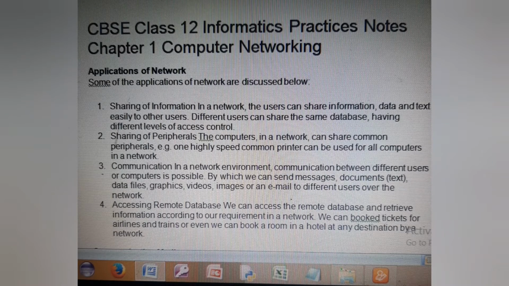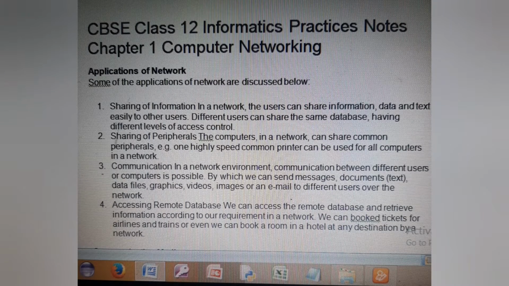One is sharing of information. If you have got a file in one of your systems, you can easily communicate with each other by sharing the same type of information. The users who are present on the network can share the same database.